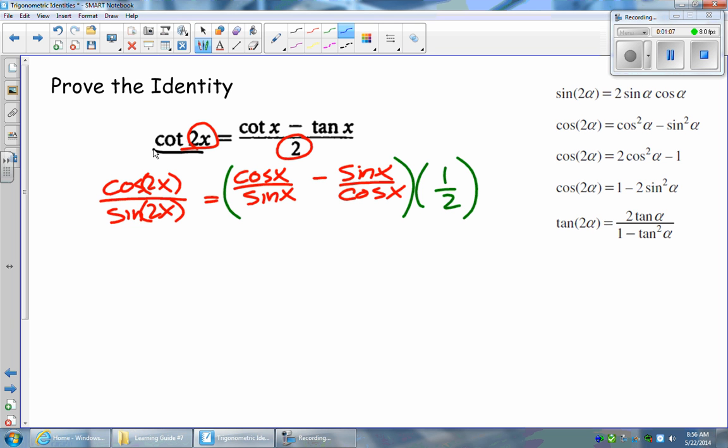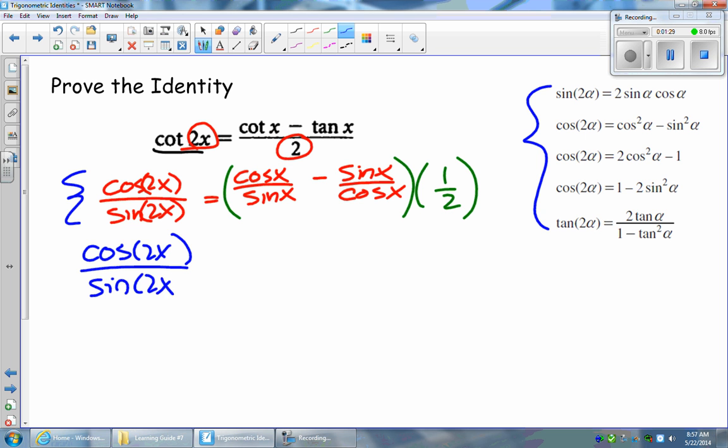by the reciprocal. Now on the left-hand side, you can see that it's quite simple to look at right now. We could apply one of the identities here, but when you're proving identities, try to simplify the more complicated side. So for now, I'm actually going to leave the left-hand side exactly the way it looks, so cos 2x over sine 2x, and I'm going to go ahead and manipulate and rearrange the right-hand side instead.